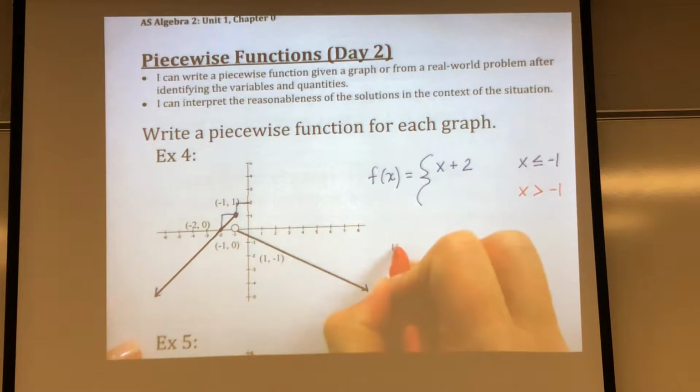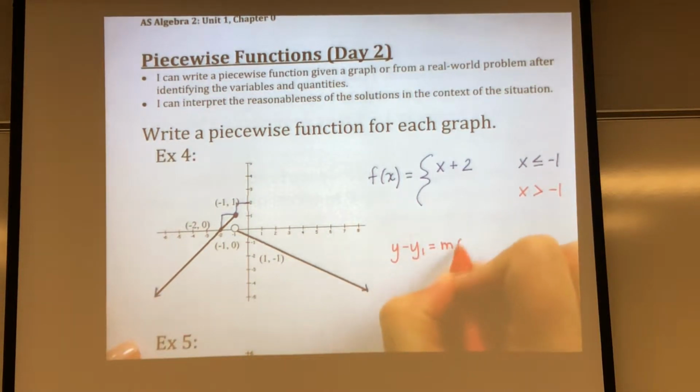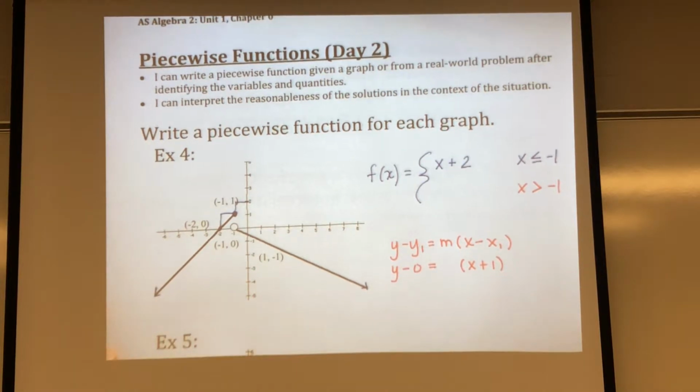Point slope form, if you remember from algebra 1, is y minus y1 equals m times x minus x1. All right, so we can fill in a point here, x1 and y1, because they gave us 2 points, and it doesn't matter which one we use. So let's just use this first one, -1, 0. So we have y minus 0 equals, we'll come back to the slope, x minus -1, so that'd be plus 1. All right, but we still would need a slope here.